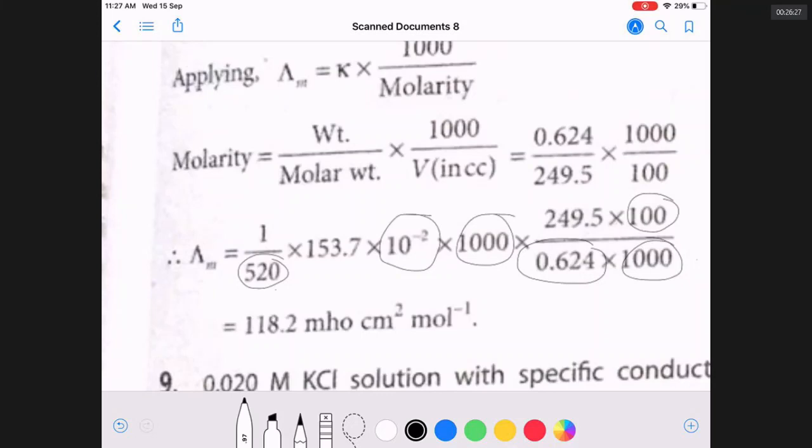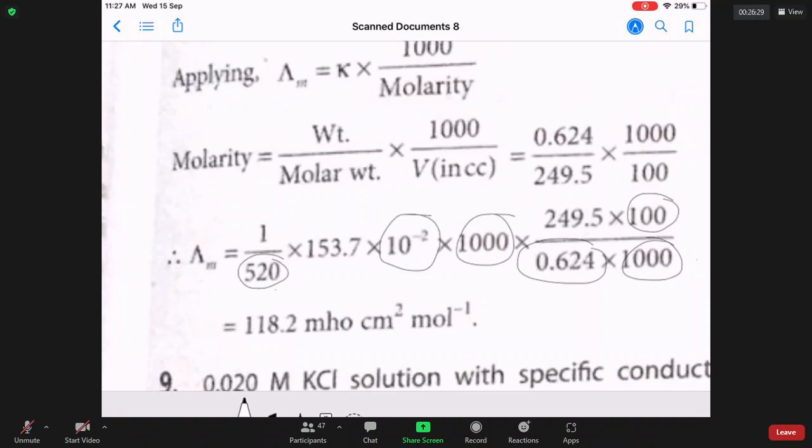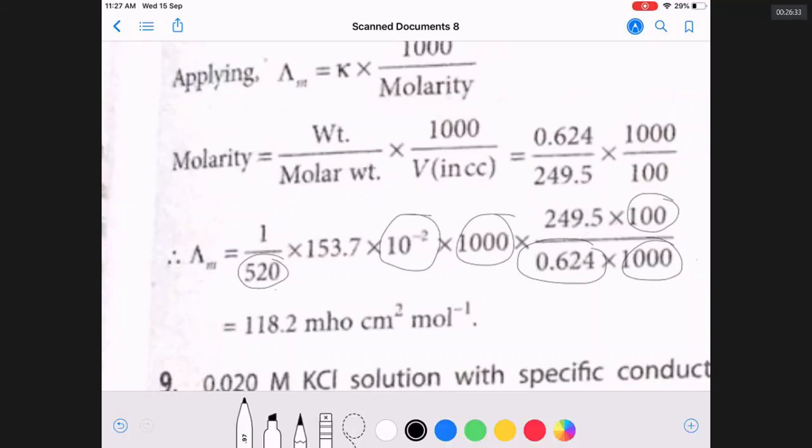Agreed? Yes, sir. This 32, 153 by 32 is roughly equal to 5, sir.